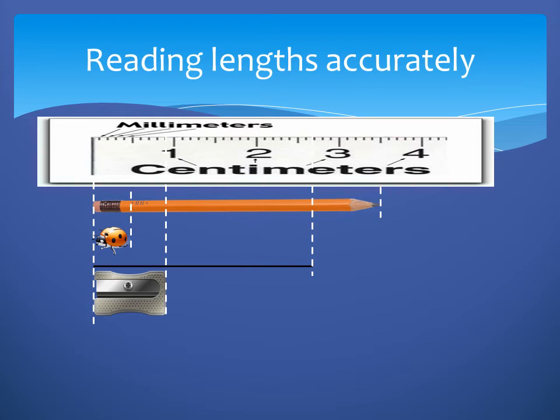Whoa, let's read the length accurately. I said the pencil is 3.5. Great job, I did it. Okay, what about you? Did you overestimate, underestimate, or estimate accurately? Now let's check the actual measurements. Do you see this ruler?